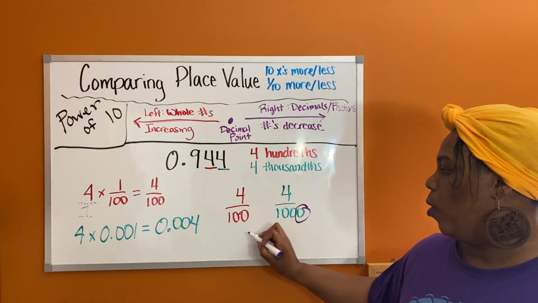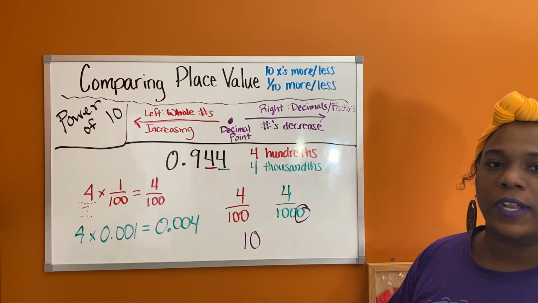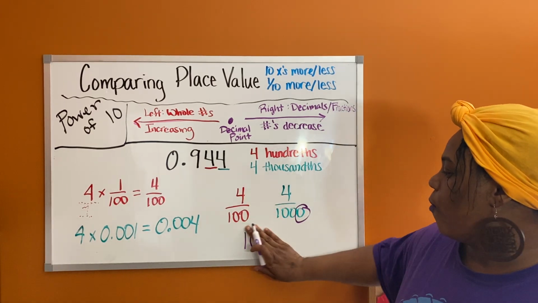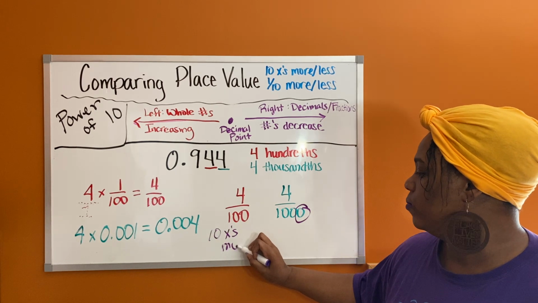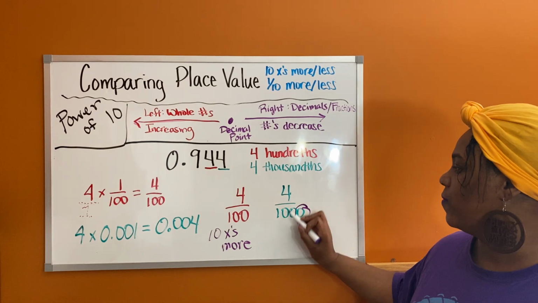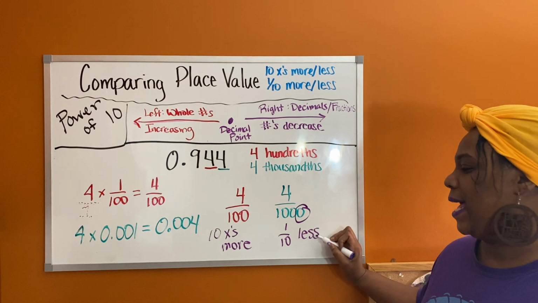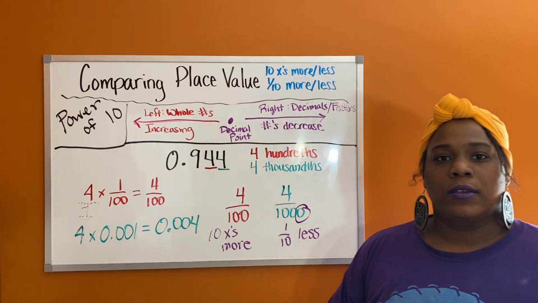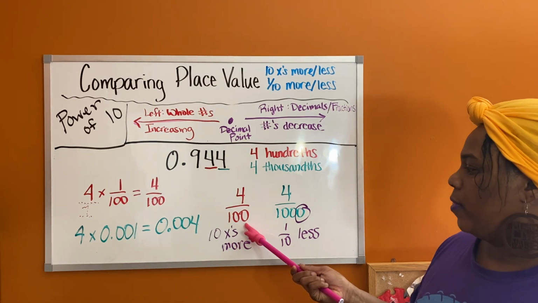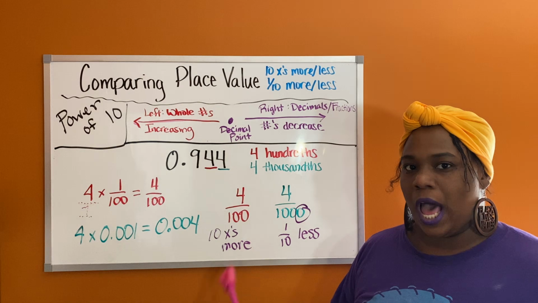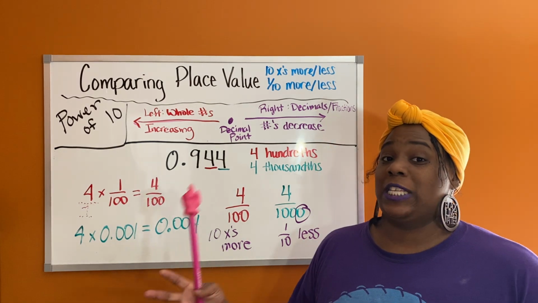So what do we call a 1 with 1 zero bag worth of baggage on it? We call it the number 10. So you could say 4 hundredths is 10 times more. And the inverse of that is that 4 thousandths is 1/10 less. Because remember, the smaller the denominator, the bigger the fraction. It means you're splitting it up in smaller pieces. Okay? So now let's put them together.